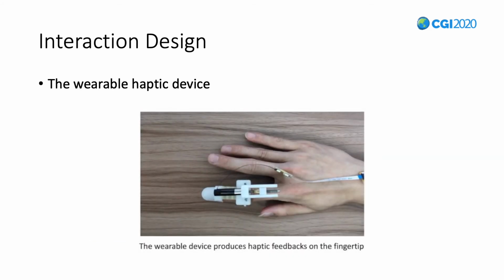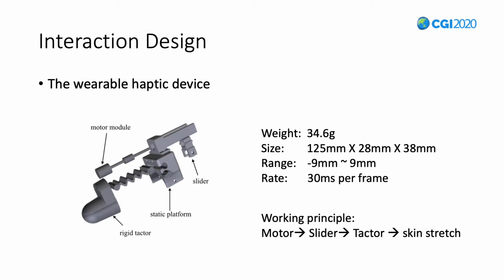Let us look into the wearable haptic device here. This is the wearable device which we designed for the haptic interface. It moves a tactile on the fingertip and produces skin stretch. The device is composed of 4 parts: a static platform with an adhesive connector, a motor module, a slider, and a spherical tactile. The motor rotates to drive the slider moving along the finger direction, and the connected tactile produces skin stretch at the fingertip.